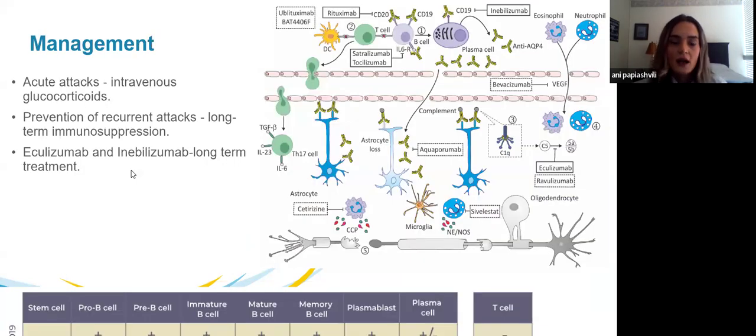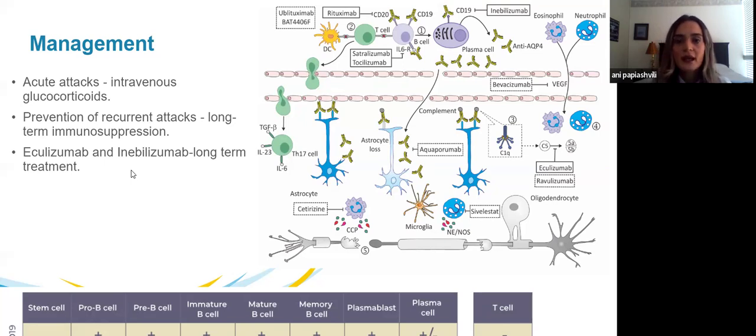And now I'm going to step by step finish my presentation, and I would like to tell you what could be the treatment of Devic disease in case of acute attacks and in case of long-term treatment. Now, in case of acute attacks, it is very similar to MS because we should use intravenous glucocorticoids. But in case of long-term management, we are going to use humanized antibodies, which will be against CD, mainly concentrated on CD19 marker, but not only.